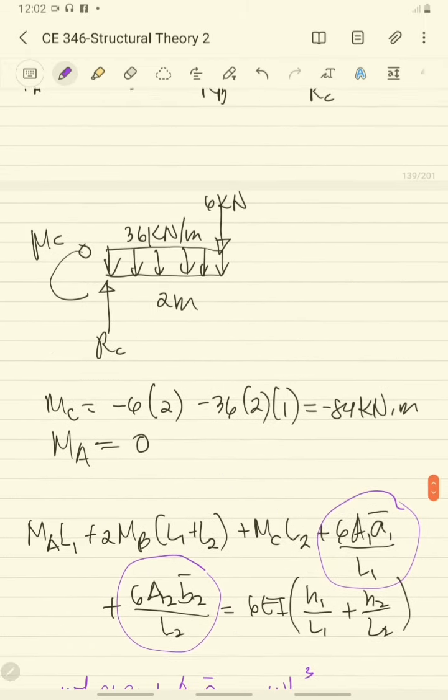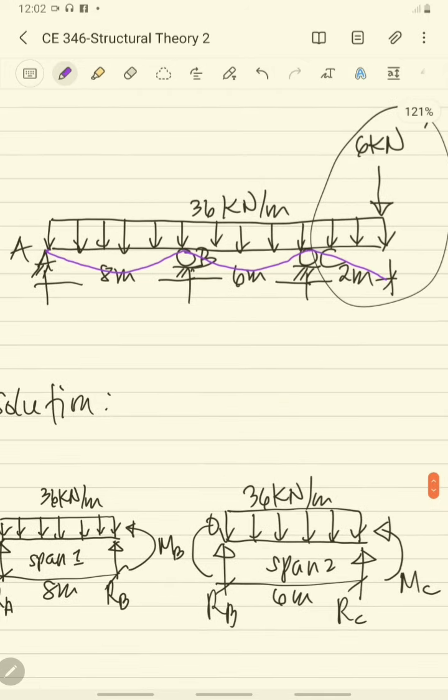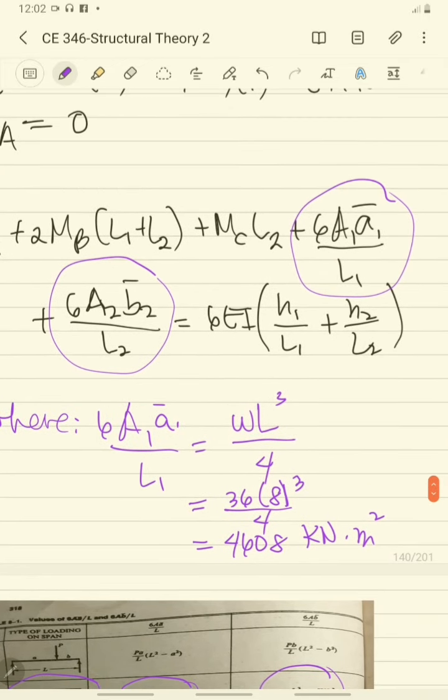Then, if we draw the elastic curve of this beam, it looks like that. So the h1 and h2, the vertical distances at point B, are equal to 0. So these are equal to 0, and that is also equal to 0.